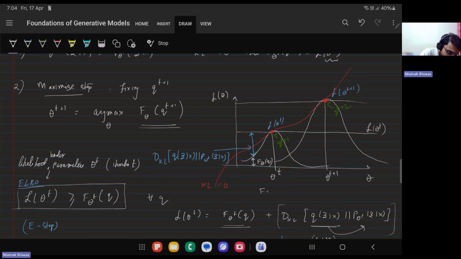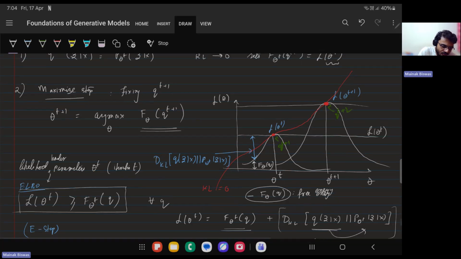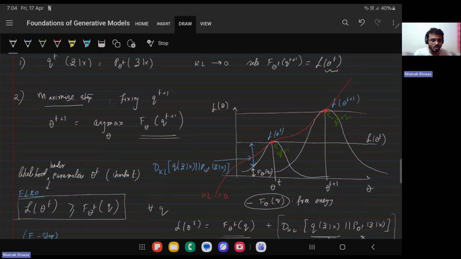So the negative of F theta of Q is often called the free energy. From the Gibbs free energy in physics, the negative of the ELBO is called the free energy, because this is the amount of energy you can get for free by setting the KL divergence. And the KL divergence is what you'll be setting to 0. This is what you want to maximize to be equal to the likelihood. You want the free energy to be the maximum. That's the idea.